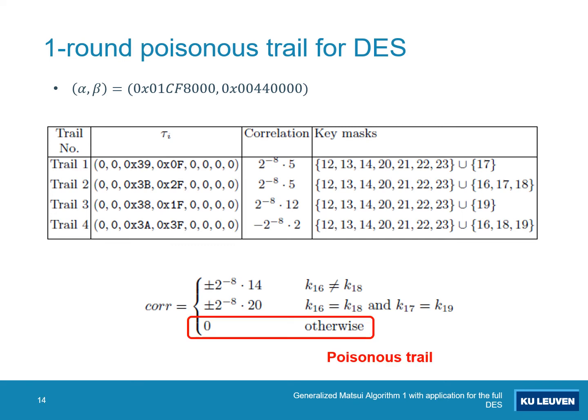We consider a key-dependent linear approximation that might have correlation 0 to be a poisonous trail or a poisonous round. In order to compute the correlation of a many-round linear trail, we multiply the correlation of each round's linear approximation. If one of these correlations is 0, then the final correlation will also be 0. Thus, the 1-round 0 correlation linear approximation acts as a poisonous round.